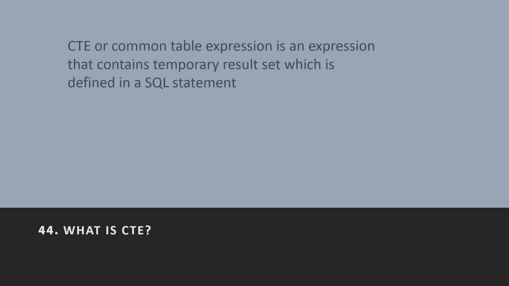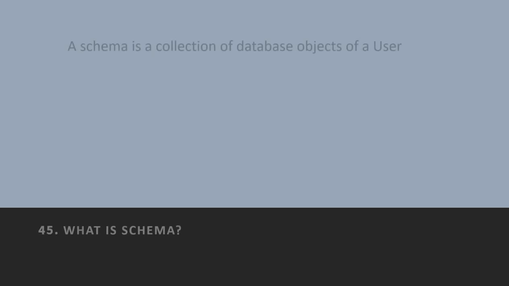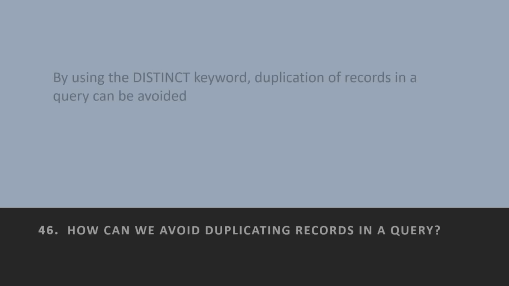What is CTE? CTE is a common table expression, which is an expression that contains a temporary result set which is defined in the SQL statement. What is schema? A schema is a collection of database objects of a user. How can we avoid duplicating records in a query? In order to avoid duplicating records, we use the keyword distinct.